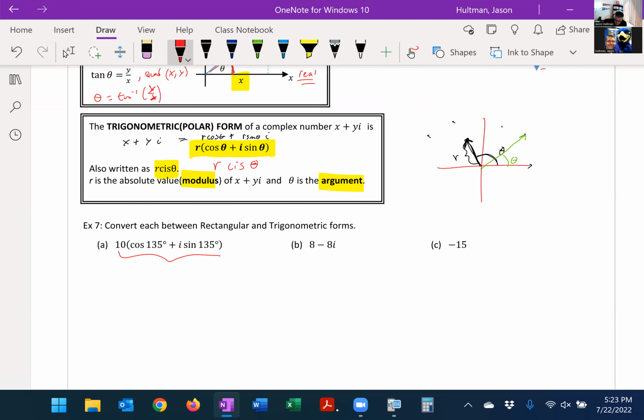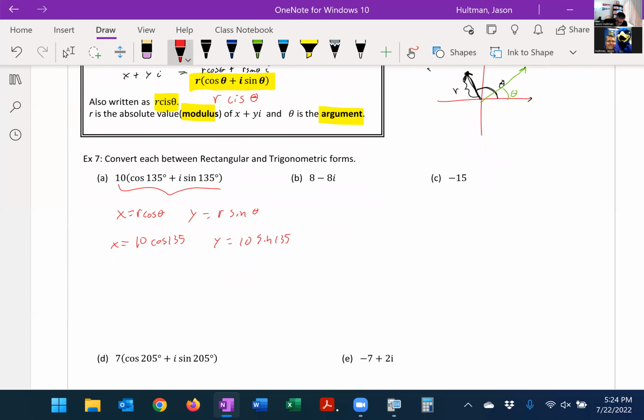I want to change this to rectangular form. So I want to get x and y. So how would I get x and y? Yeah, x is r cosine theta and y is r sine theta. So r in this case is 10; 10 cosine of 135 is x. y is 10 sine 135.